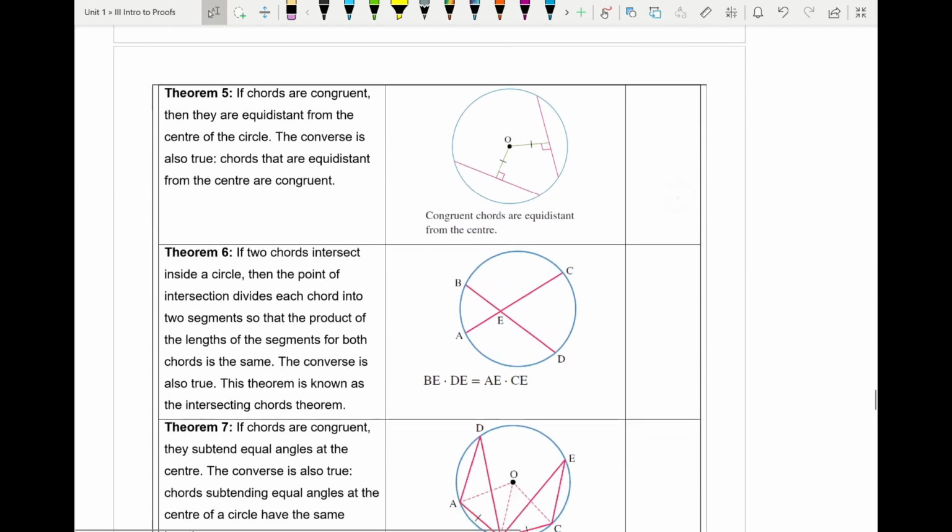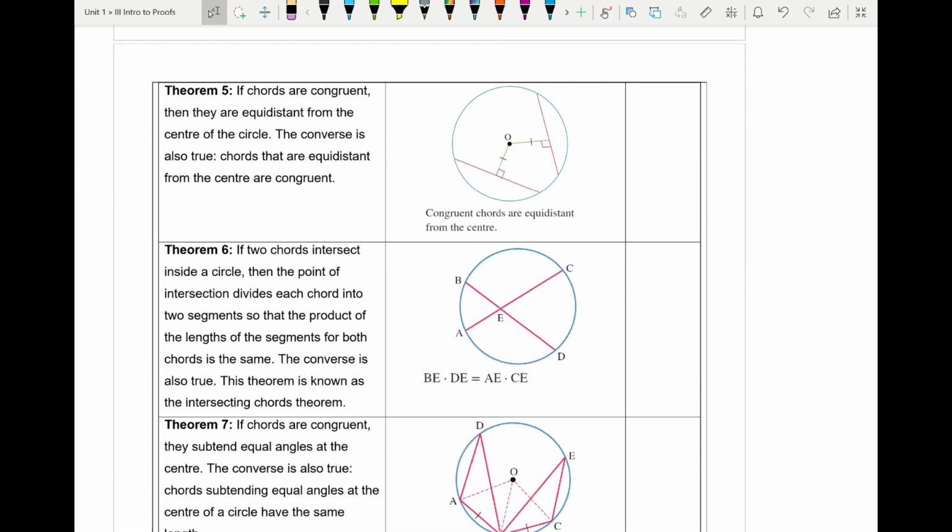Okay, theorem 5. If chords are congruent, then they are equidistant from the center of the circle. So if the length of this chord is equal to the length of that chord, then the distance away from the center has to be the same. So that's why we've got this little tick here, because these two are equal. So the symbol for that is just 2 chords with 2 lines showing that they're equidistant.